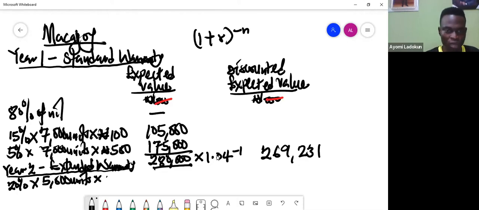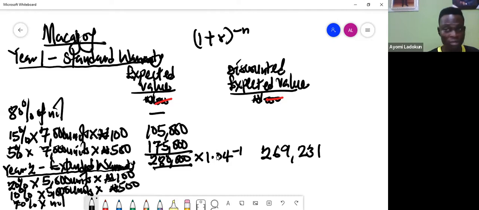So the cost of minor defects is actually 100. Then we now say 10% will require major defects. So that will be 10% of 5,000 units, multiplied by 500. So that means effectively 70% will be new. That's the meaning, because that must be 100%, just like the way we had 80% new in the first place.